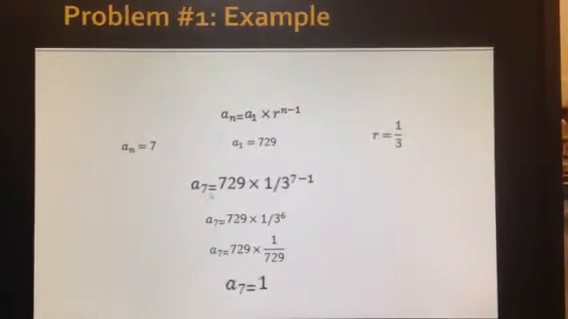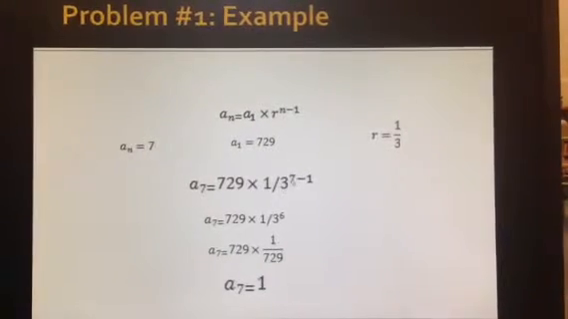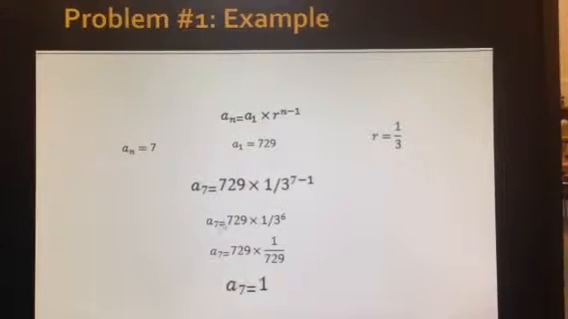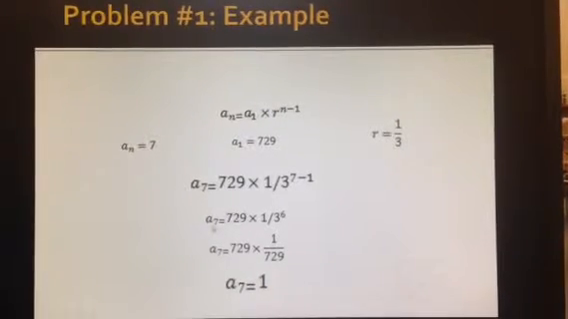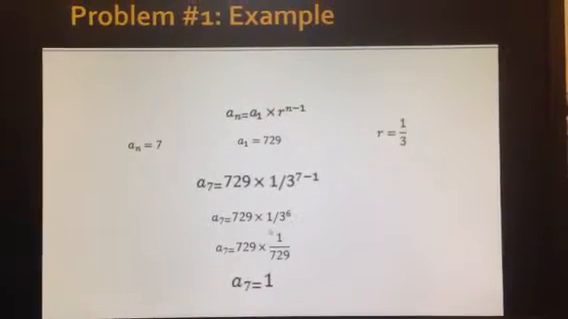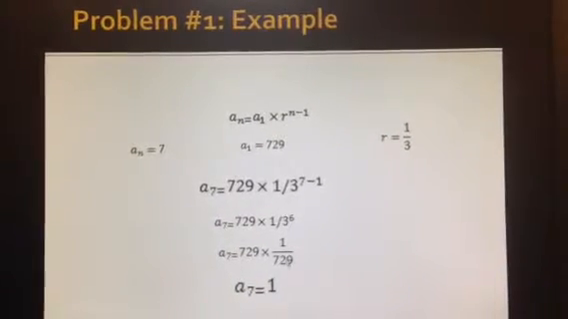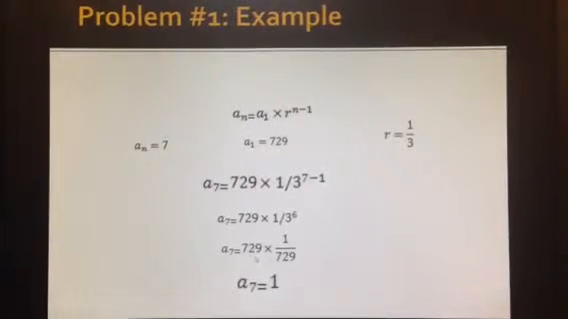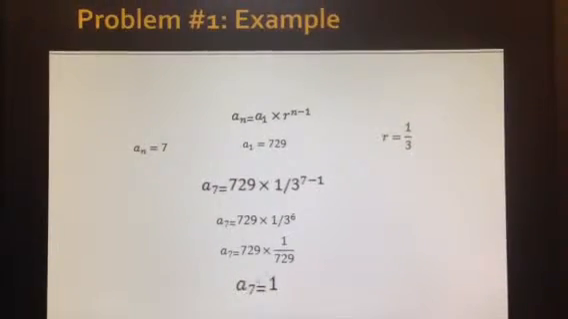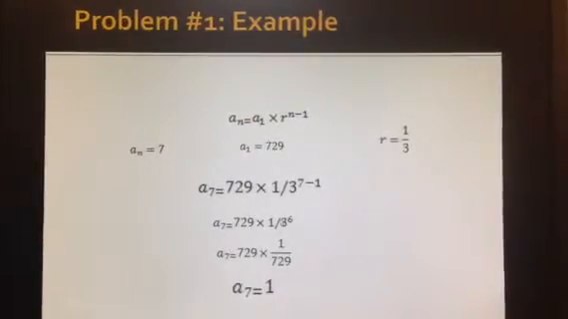So you set up your equation: A7 equals 729 times 1/3 to the 7 minus 1 power. You would simplify that, and A7 equals 729 times 1/3 to the 6th power, and 1/3 to the 6th power is equal to 1 over 729. So when you multiply that by 729, you get A7 equals 1, or the 7th term equals 1.